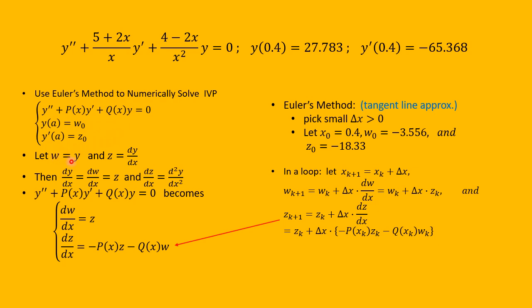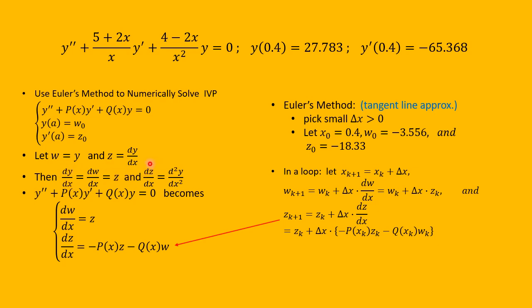Let w equal y, and you can see why I used w here for y of a. And let z be the derivative of y with respect to x, so you can see why I used z naught to be y prime of a up here. Well, in that case, the derivative of y with respect to x is equal to the derivative of w with respect to x, since y equals w. But the derivative of y with respect to x, remember, we called z. So this derivative equals z.